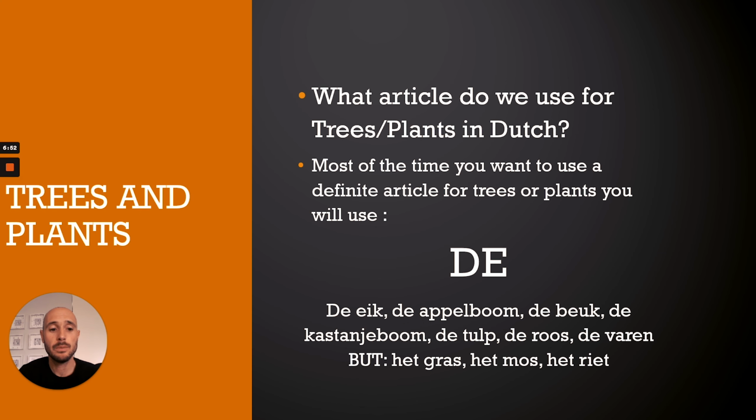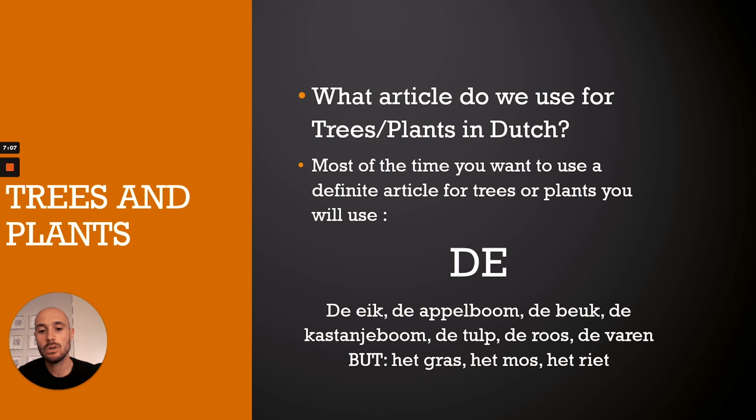Okay, so now I want to speak about trees and plants. What article do we use for trees and plants in Dutch? Well, it will be de. Again, most of the time, general indication, not watertight, but pretty decent though.